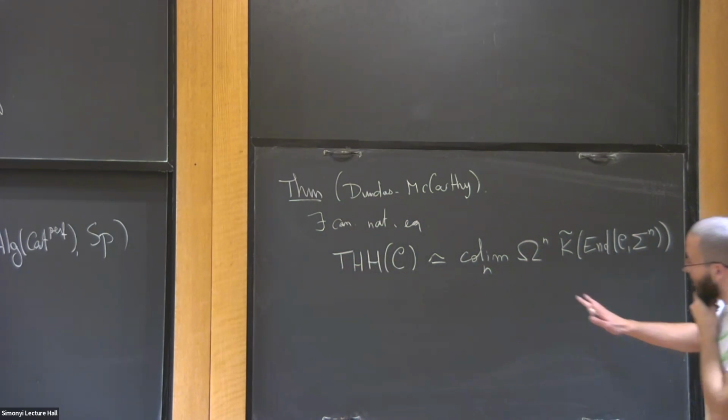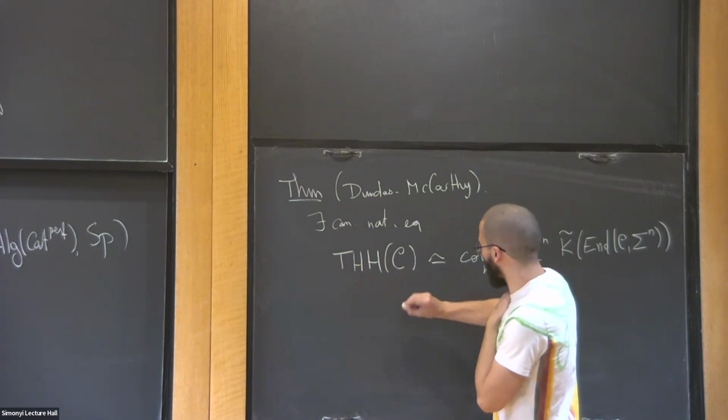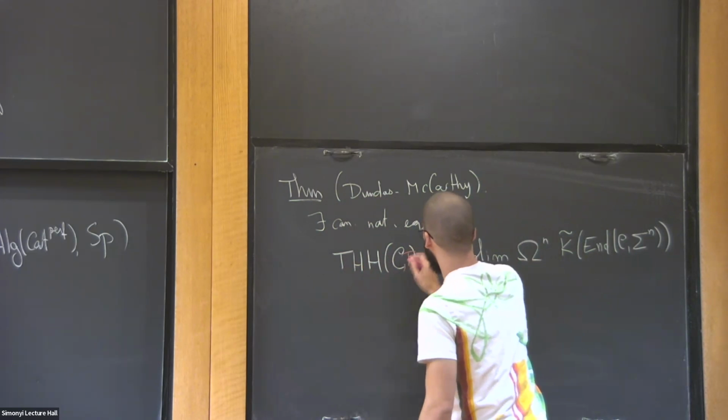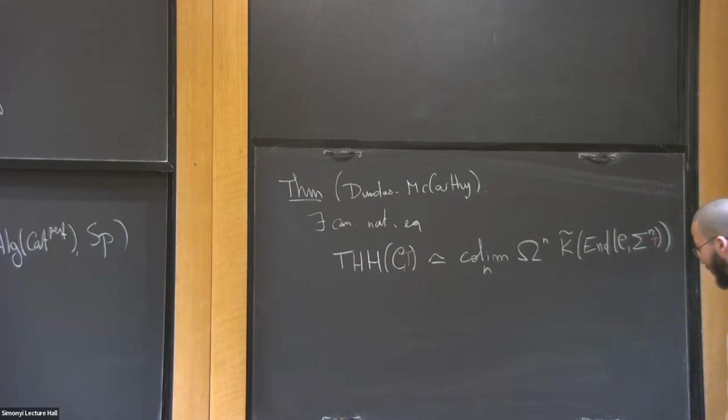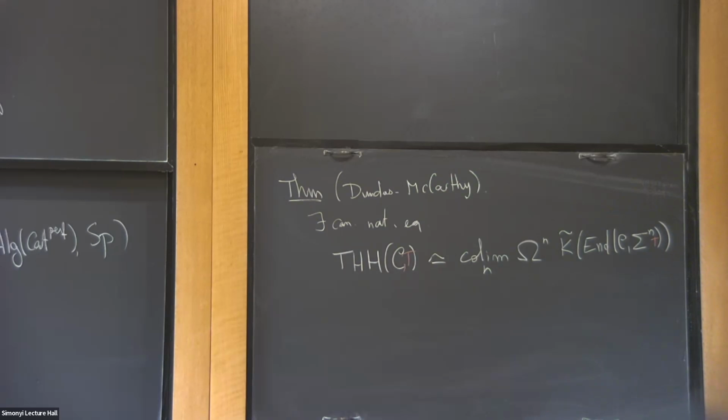I stated this for just C, but there's a version of THH with coefficients, where if I plug in coefficients here, I can put a T here, and this is still true. And in fact, the version with coefficients is very convenient to prove the version without coefficients.